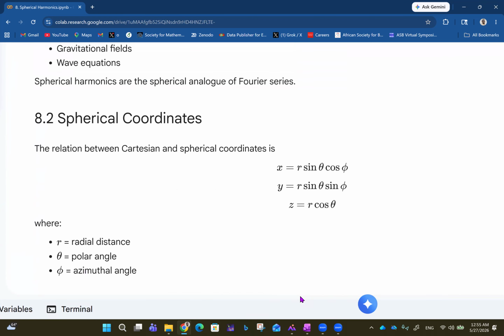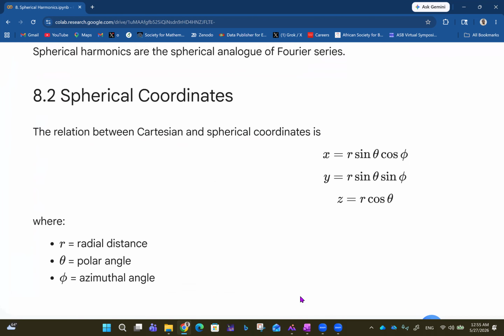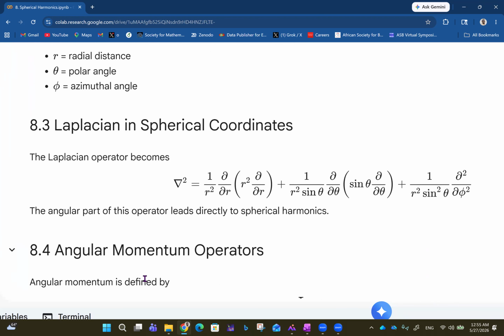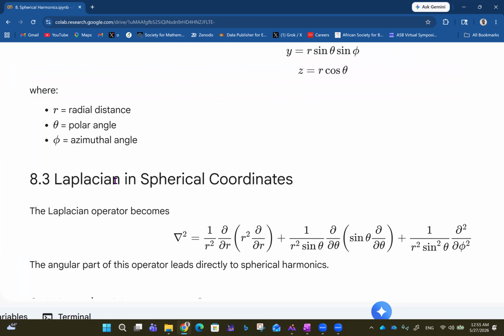Again, we saw spherical coordinates in the last video, talking about the relationship between Cartesian and spherical coordinates, which is as follows: x is r sin theta cos phi, y is r sin theta sin phi, and z is r cos theta, where r is the radial distance, theta is the polar angle, and phi is the azimuthal angle.